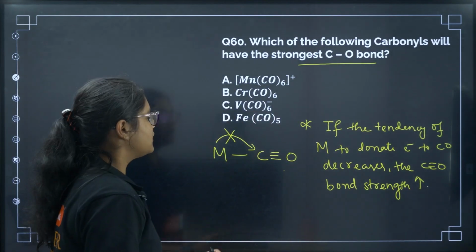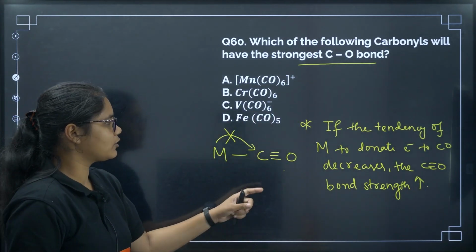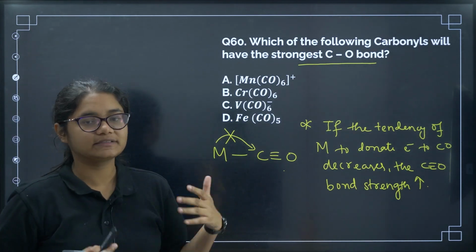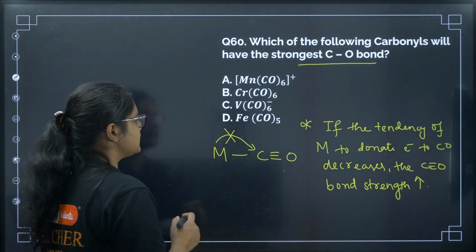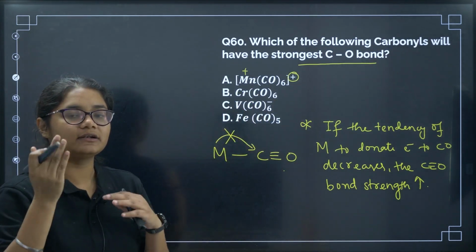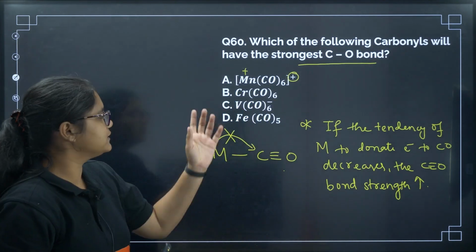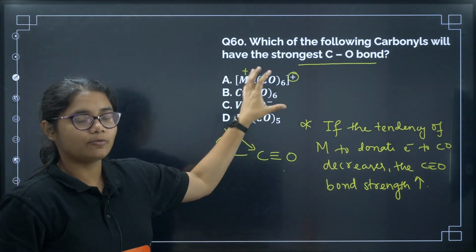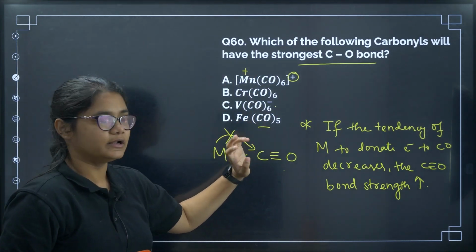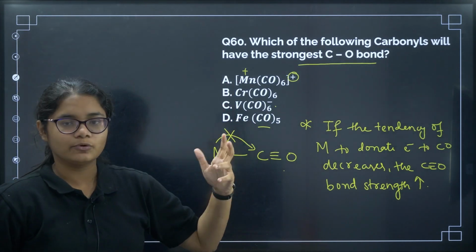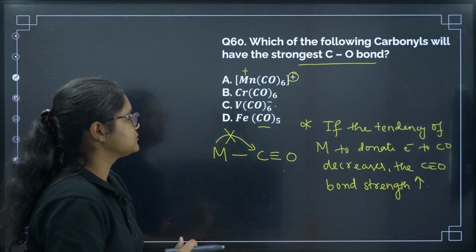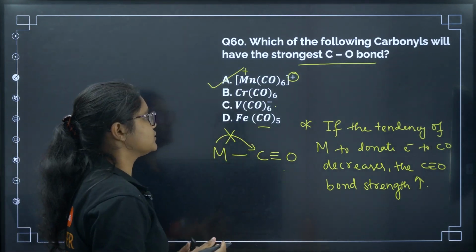increases, right? Now if you see, when can the metal donate the electrons? If the metal has more electrons, it can donate electrons. If the metal has less electrons, it cannot donate electrons. So if you see here, the metal is having a plus charge, so that means it is electron deficient. In that case, it cannot donate and CO bond strength will be higher. Here it is neutral, here it is negative, here also neutral. So if the charge is more positive, there is less donation and the bond strength of CO will be more. So the correct answer for this question is option number A.